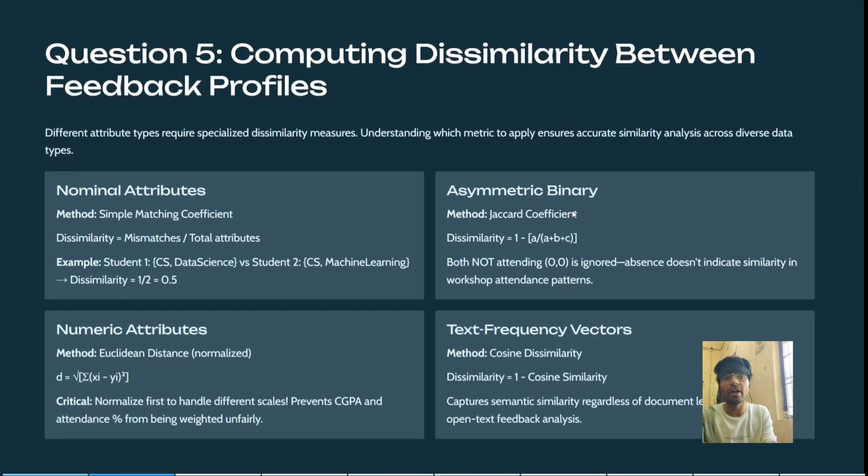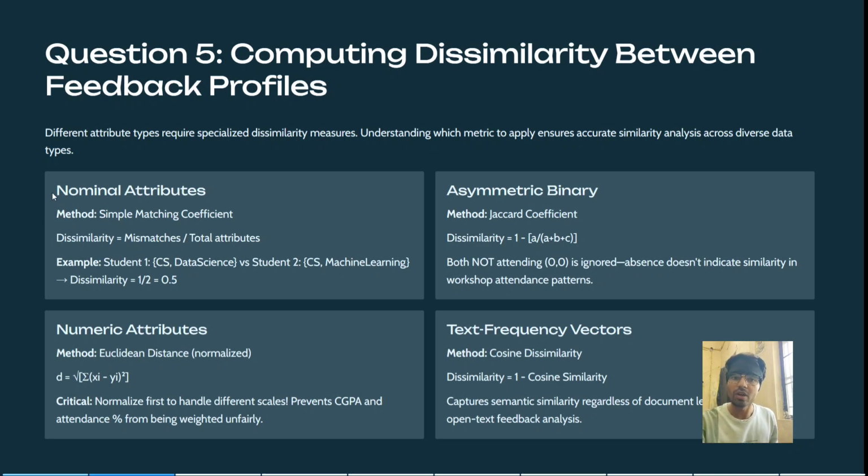Now question number 5 asks us to briefly outline how to compute dissimilarity between students' feedback profiles for four different types of attribute. This is important because different types of data require different distance measures. Let's start with part A. Nominal attributes like department or elective chosen.